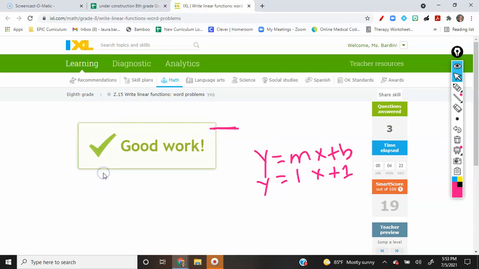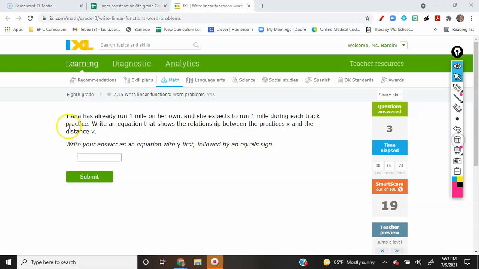Okay. Nice. I got another one right. Okay, let's see if we can do this. Push pause. See if you can set this up. Go as far as you can go. Come back and push play.